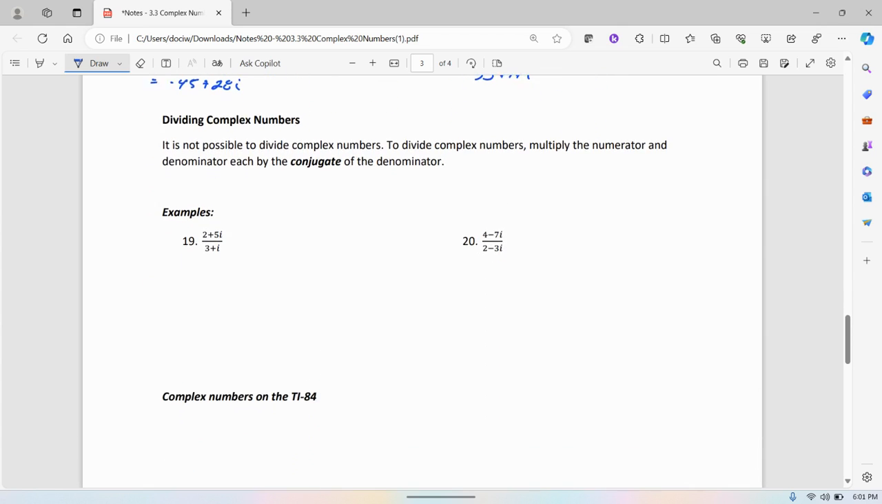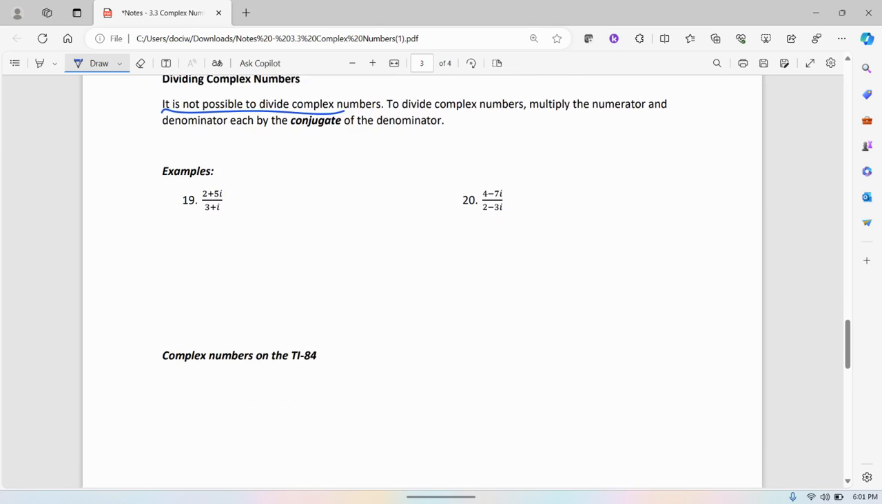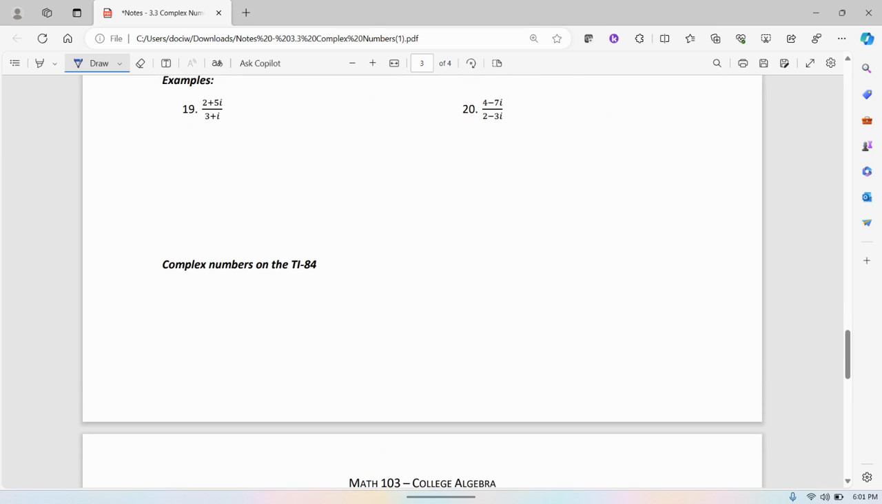So the last thing I want to look at in this video is how to divide complex numbers. It's impossible. It is not possible to divide complex numbers, so let's talk about how to divide complex numbers. How can I divide complex numbers if it's impossible to do? Well, you'll remember, let me do a little note down here.